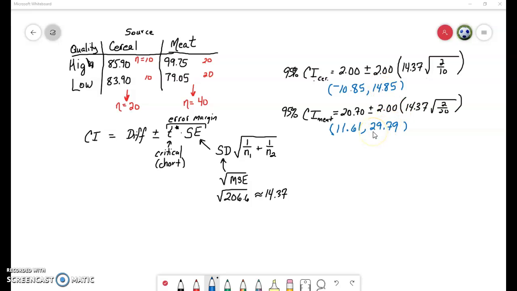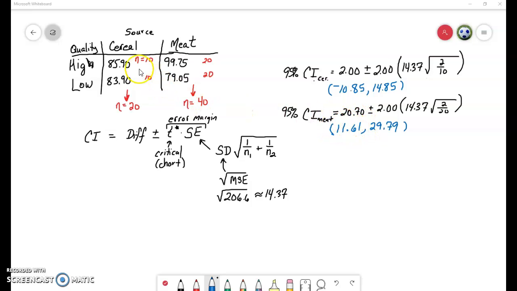On the other hand, within the meat group, so within the rats only who were fed meat, we can be confident that the high quality group had between 11.6 and 29.79 higher than whatever the low group was. So in this case, we're pretty convinced that the high quality does make a difference, because 0 is not inside this interval, and in fact this interval is well above 0. Even in the worst case scenario, we have the high quality group outperforming the low by 11.61.